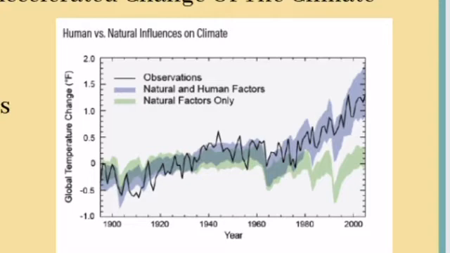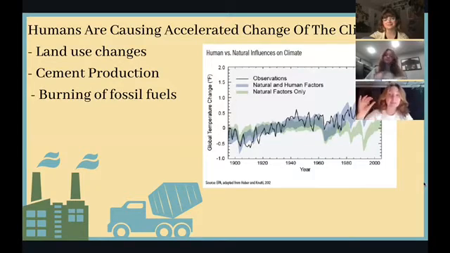But when you're factoring in both natural and human factors, the graph starts to spike drastically, right? And we can map this out from the point of the Industrial Revolution onwards. It just starts to fly up. And so there are three main things that are causing climate change. You've got land use changes, you've got cement production, and you've got the burning of fossil fuels.